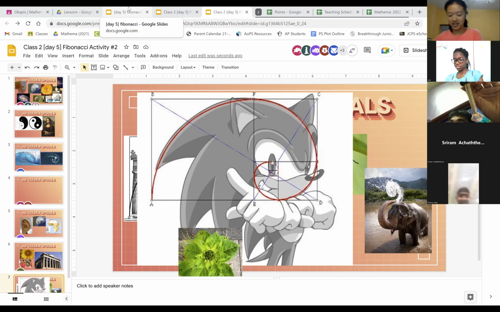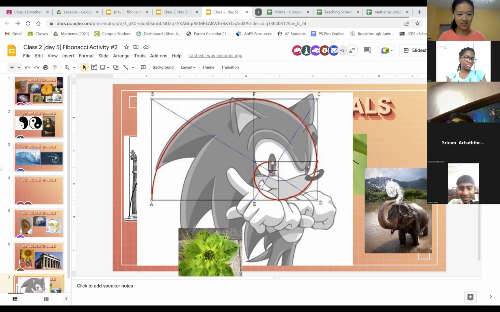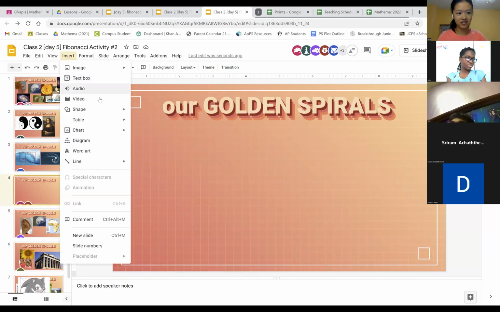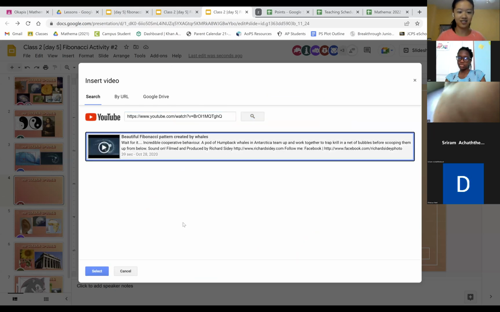What is that video about? Related to what we're learning? I'm afraid it's going to be a Rickroll. It's about whales forming a Fibonacci. Oh, that's very interesting. You should put it on the slides. Here, I'll insert it as a video on the slides. Oh yeah, okay, it's not a Rickroll.